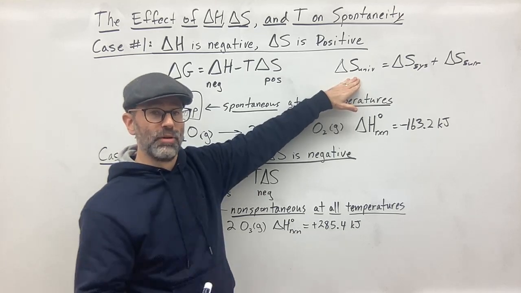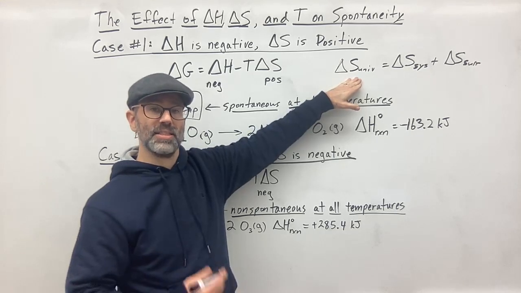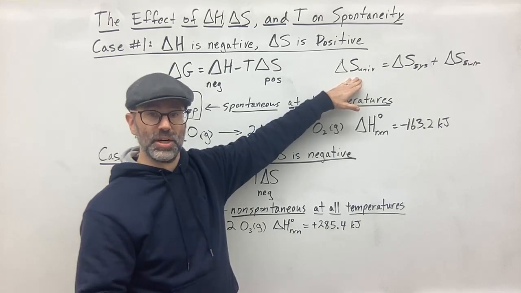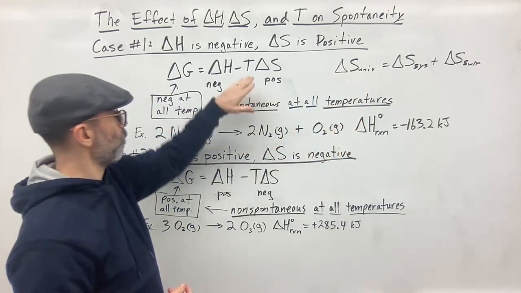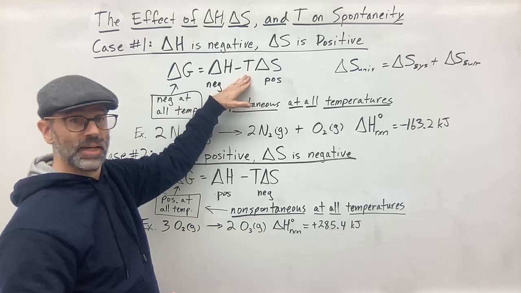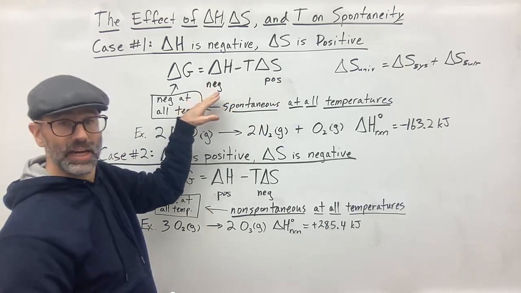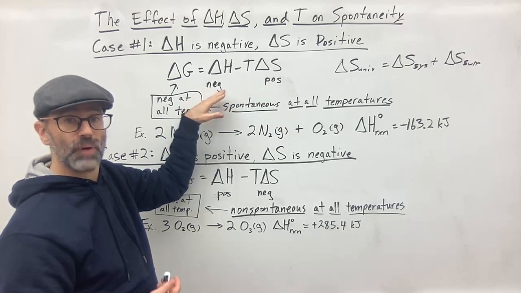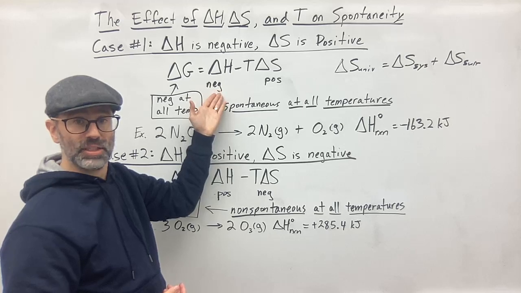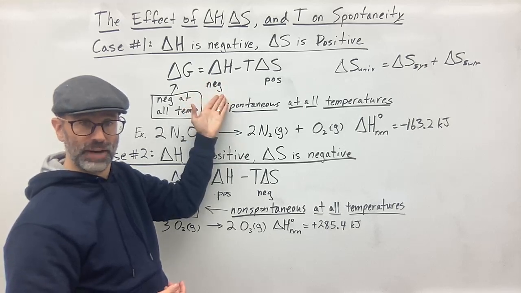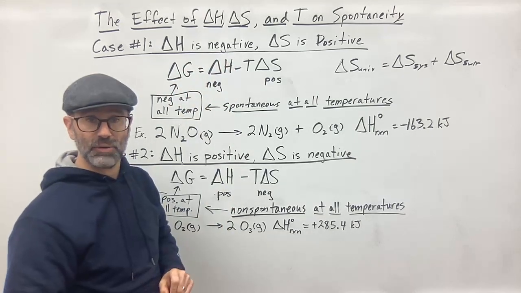So remember, one of the criteria of a spontaneous reaction or spontaneous process is that it leads to the increase in the entropy of the universe, which is what we have here. So no matter what the temperature is, entropy is going to be positive for the system, and entropy is going to be positive for the surroundings because we're releasing energy into the surroundings. So this is negative. So exothermic reaction, negative, release of energy into the surroundings.